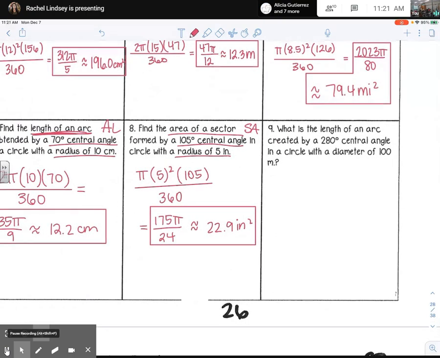And the last one, we're finding an arc length with a 280 central angle and a diameter of 100. If the diameter is 100, radius is 50. So 2 pi times 50 times 280 over 360.